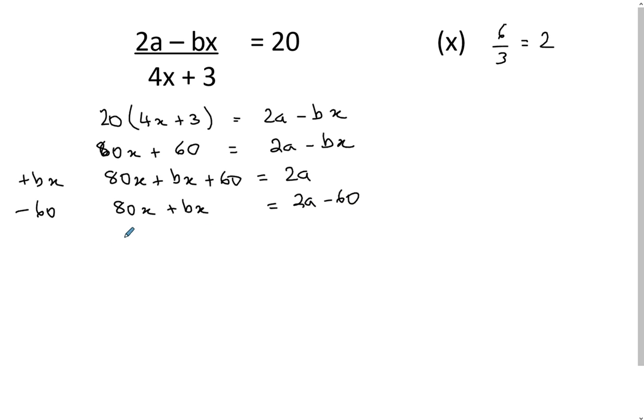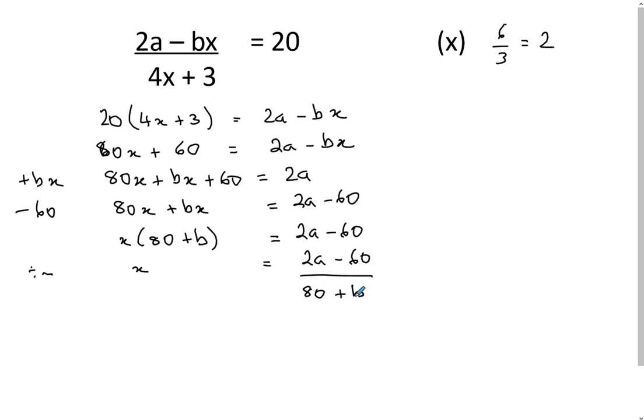Now I've got my x's on that side, I can factorize. So I've got x times 80 plus b equals 2a minus 60. X has been multiplied by all that, so now I can divide by all that. So x equals 2a minus 60 divided by 80 plus b. Okay, I can just simplify a bit more because 2 and 60 can both go into 2. So I've got 2a minus 30 all divided by 80 plus b.